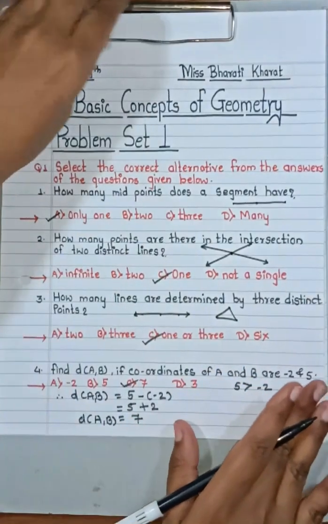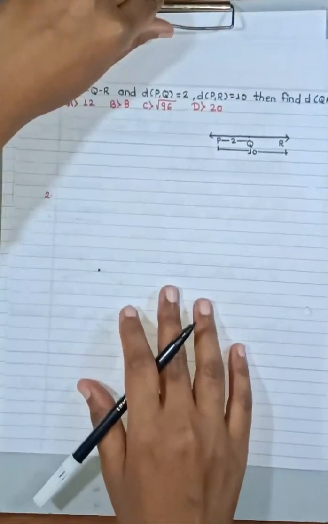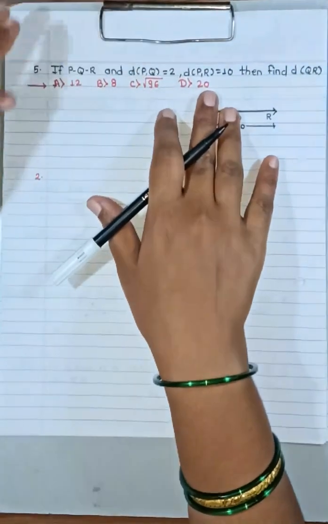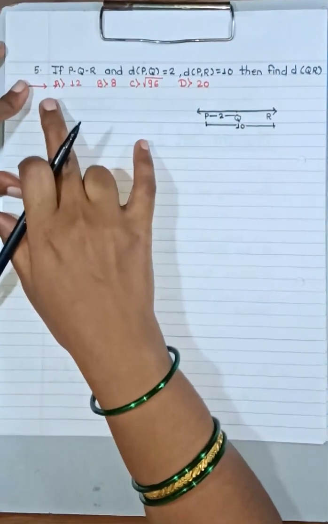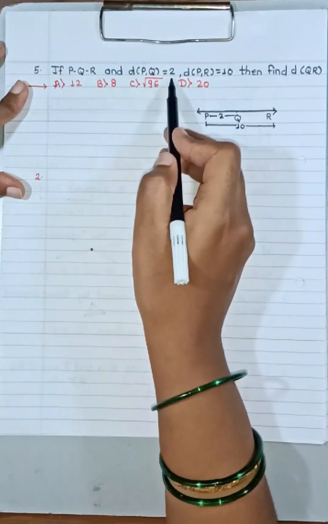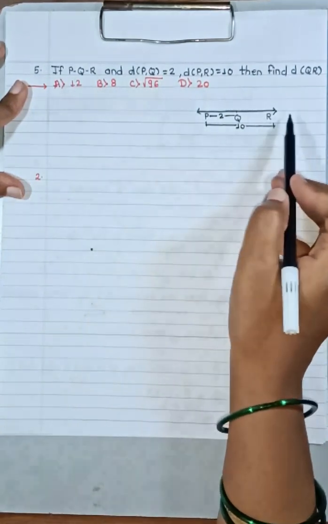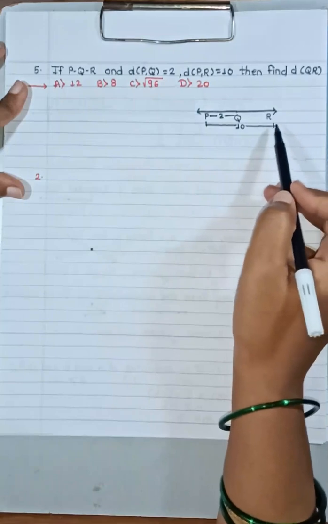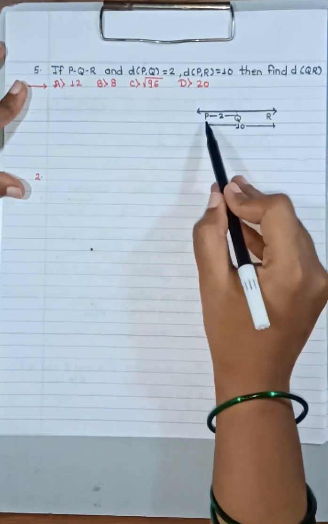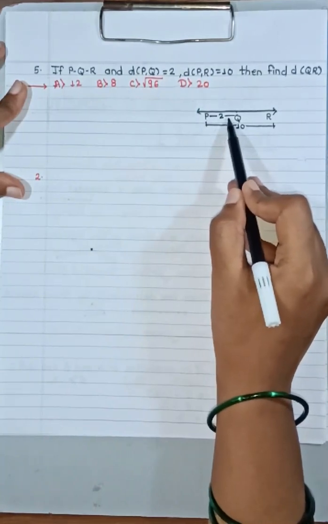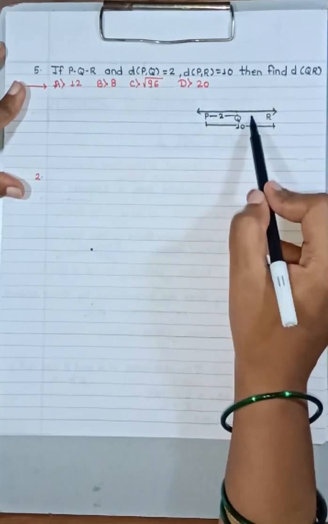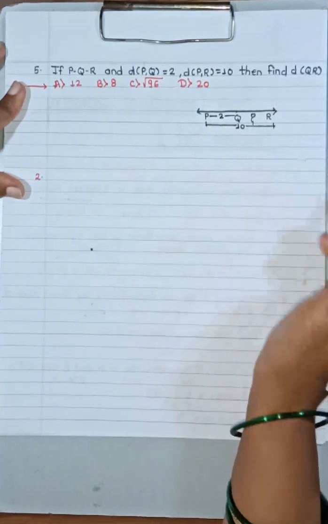Now let us move on towards question number 2. Sorry, question number 5 is left. If P-Q-R, on a line points P, Q, R are given and distance PQ is 2 and distance PR is 10, then find distance QR. You have to find this distance QR.